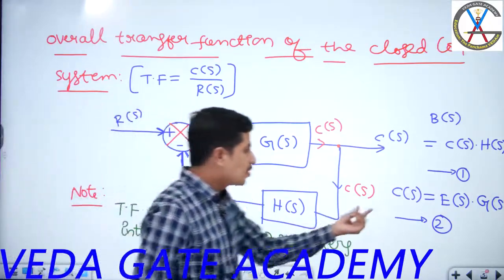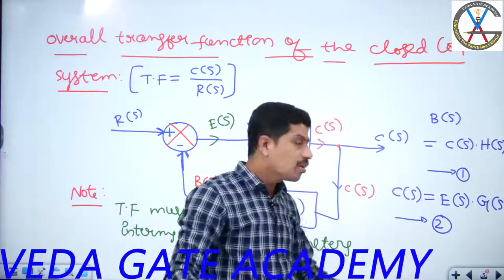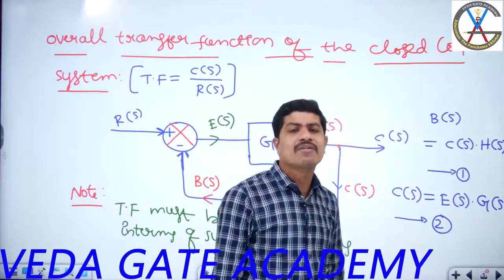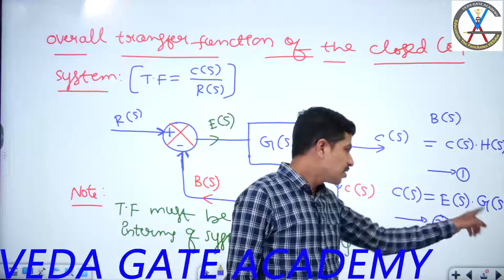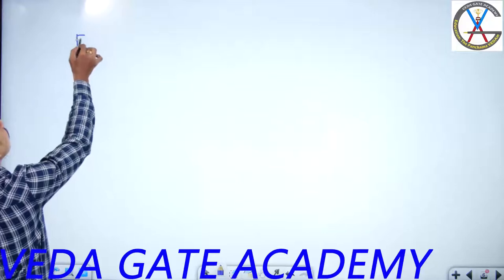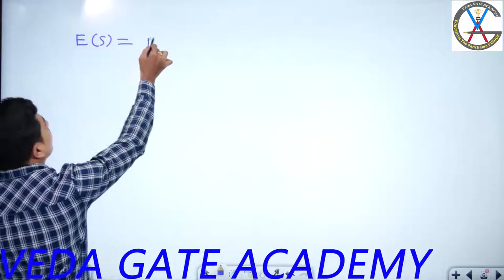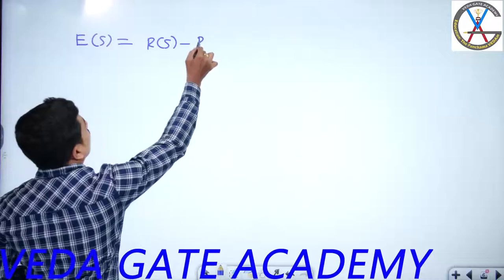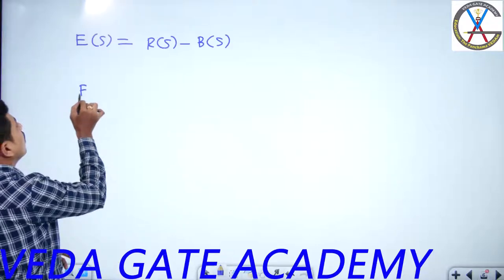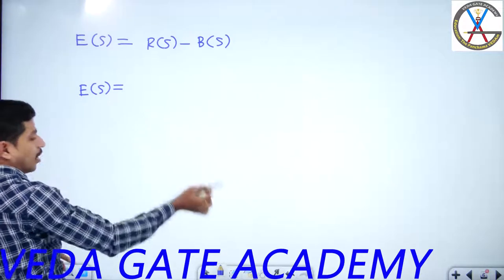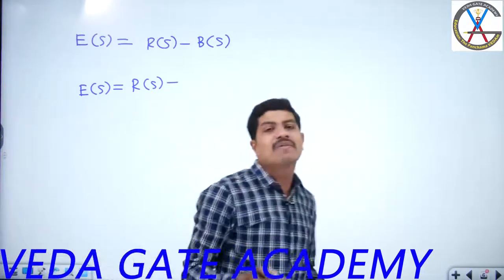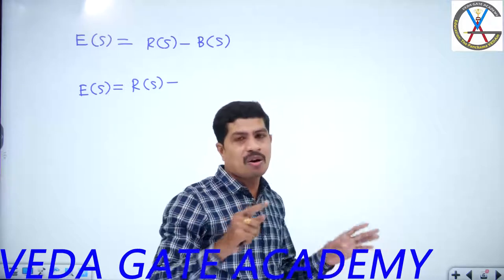Now, C of S is equal to E of S into G of S. We want E of S. Why? Because I want C of S by R of S, since our overall transfer function, or simply transfer function, is C of S by R of S. So C of S is equal to E of S into G of S. Let's write E of S. E of S is equal to R of S minus B of S. Yes or not? Now tell me, E of S is equal to R of S minus what is B of S? I want it completely in terms of R, C, G and H. I do not want E and B.